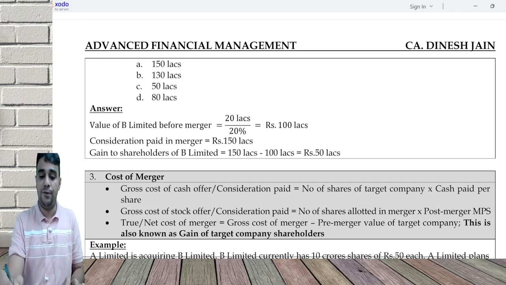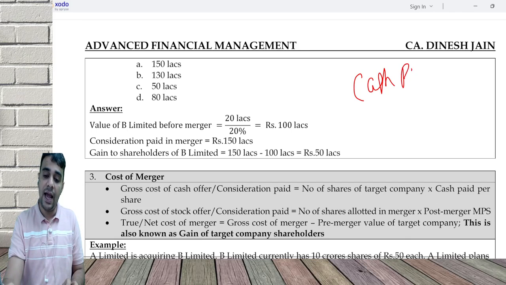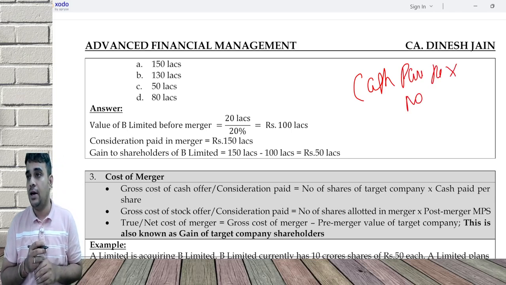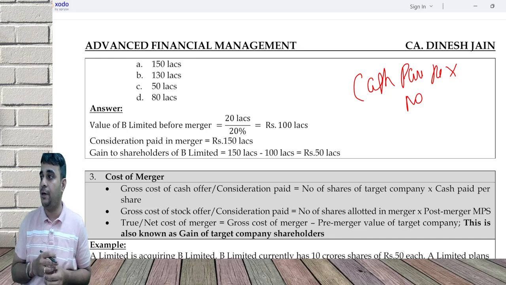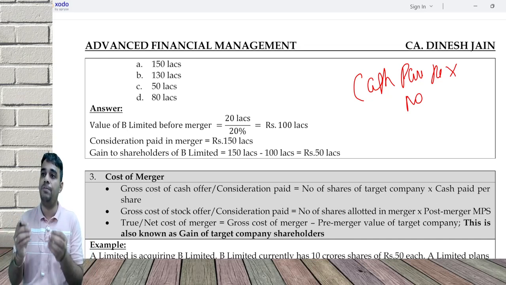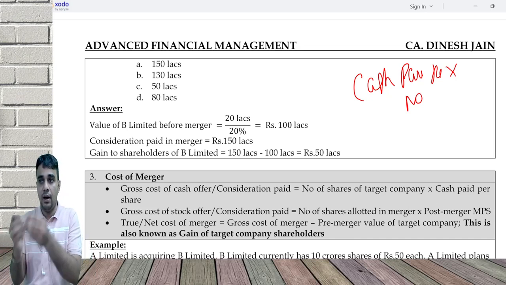Consideration paid is simple. If you are paying cash, it is cash paid per share into number of shares. So you decided to acquire the other company, and you said you will pay 90 rupees per share. So consideration paid is equal to 90 into the number of shares.